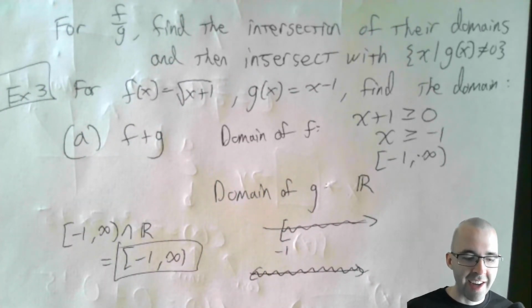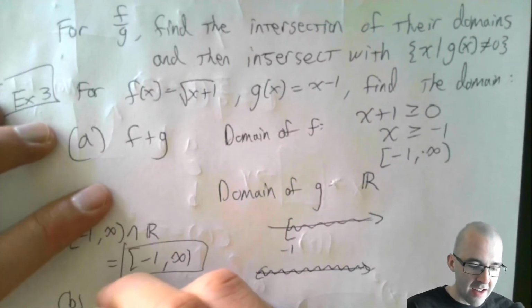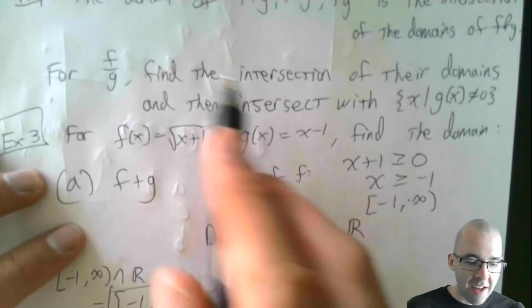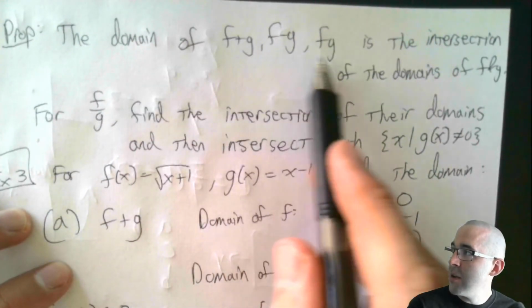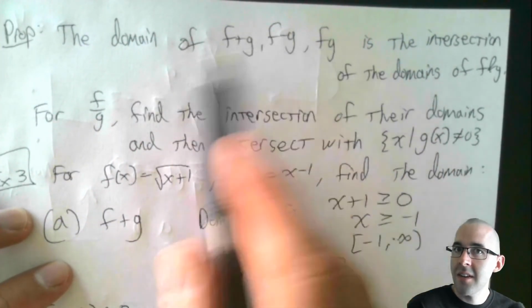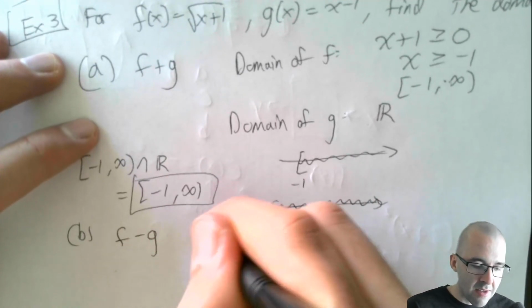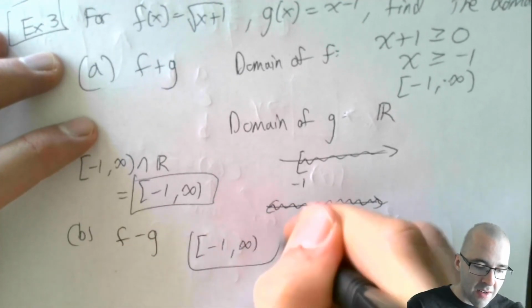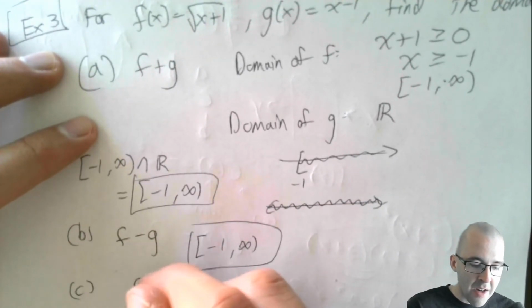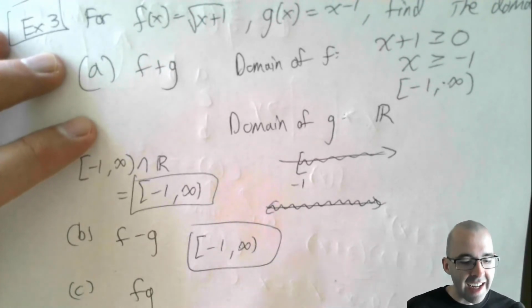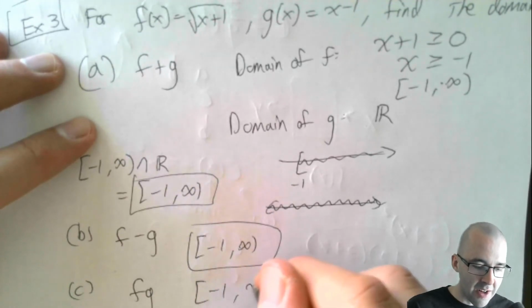Now is the part you're really going to like. Okay. Part B. What's the domain of f minus g? We already found it, right? The domain of these three functions is all the same. It's just the intersection of the individual domains, which we just calculated. So the domain of this is also going to be -1 to infinity. Part C, what's the domain of f times g? Well, we already found it twice. It's also going to be -1 to infinity.